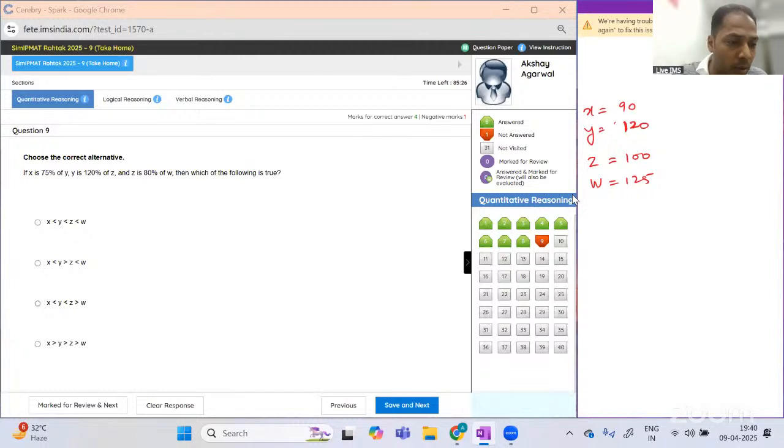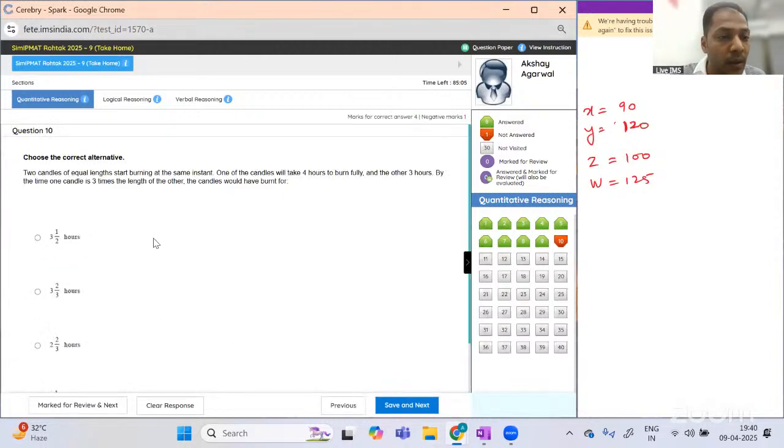X, Z, Y, W. X is less than Y. Y is greater than Z. Z is less than W. I think this is satisfying. X is less than Y. Y is less than Z. No, this is incorrect. Achha, X, Y, Z, W में ही order चाहिए था. The correct order is option B.